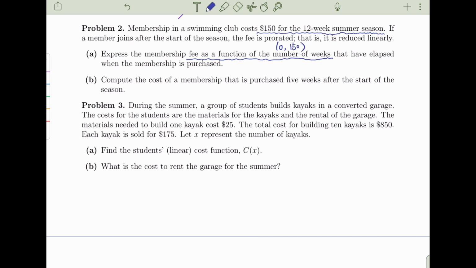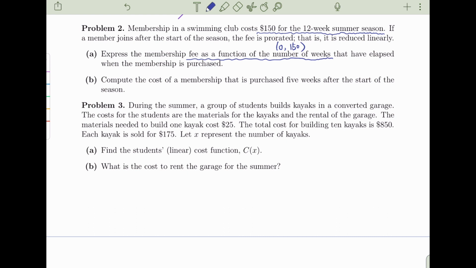And the question does not give us the second point, right? But we can find it out by using the setup here in the question. We know that this summer membership only lasts for 12 weeks. So after the 12 weeks, the membership is gonna finish, right?